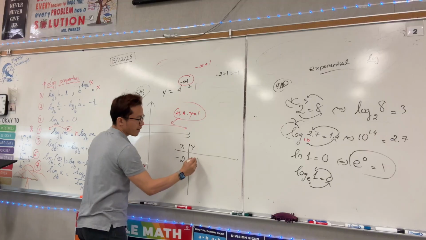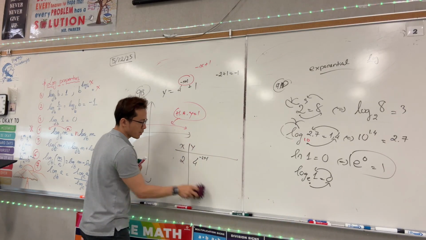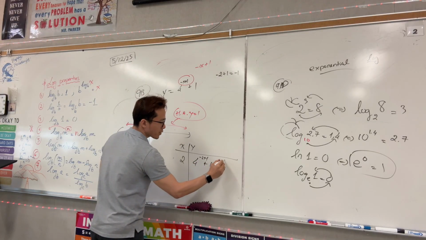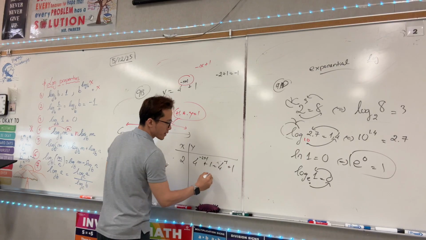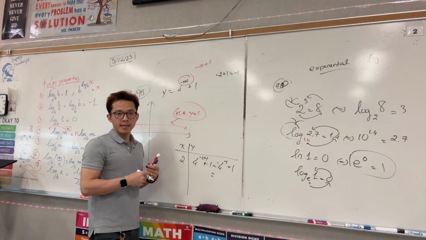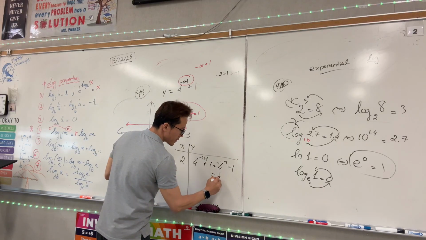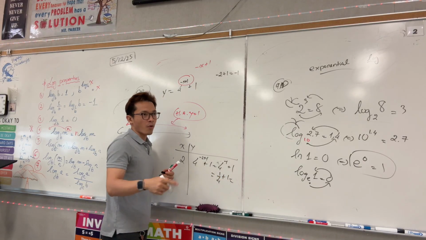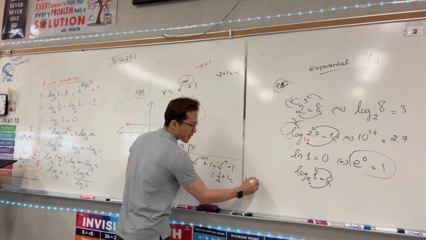So plug it in here: you have 4 to the power of 2, not negative 2, so 4 to the negative 2 plus 1, which is negative 1, plus 1. What is 4 to the negative 1? 1 over 4, plus 1. 1 over 4 is 0.25, right? So this one is 1.25.